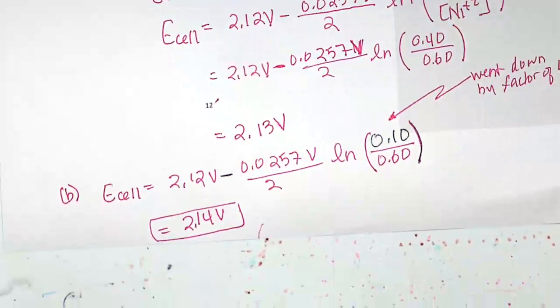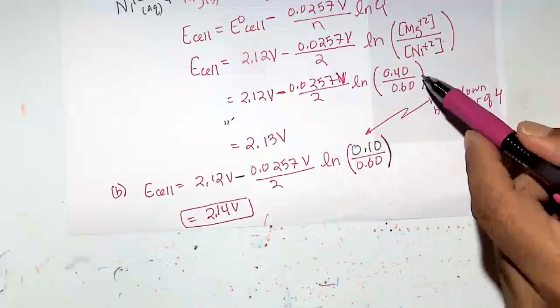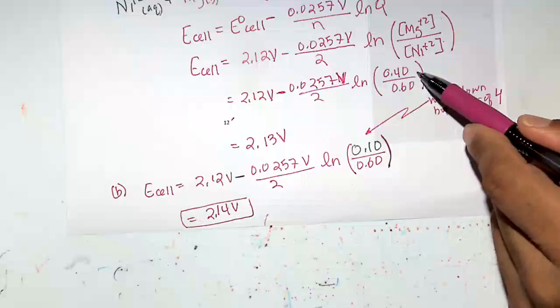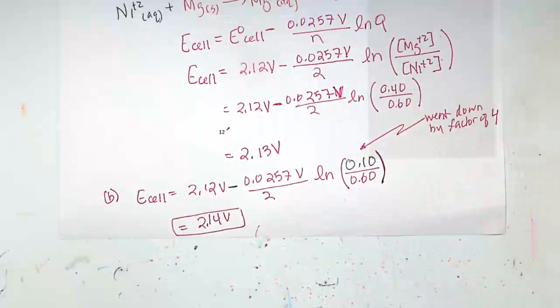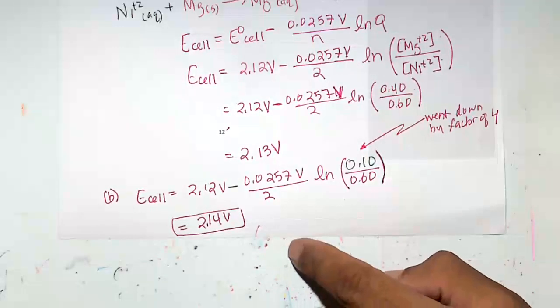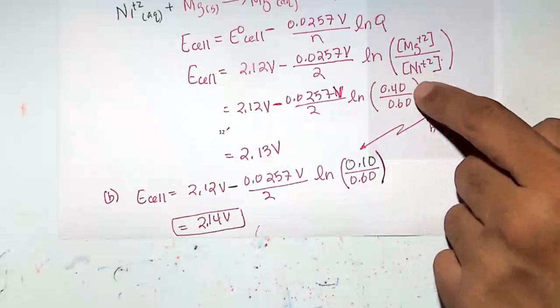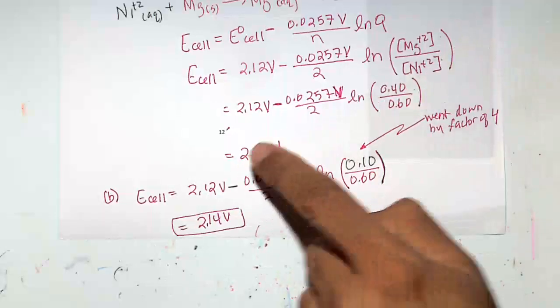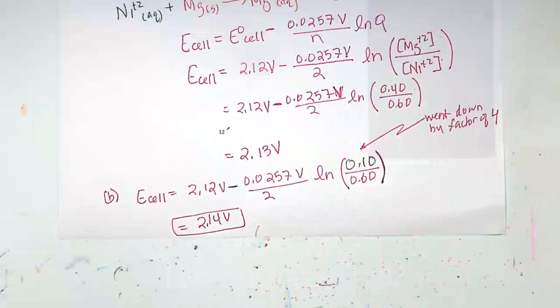So actually, if you want a little bit more of an increase or an output in your voltage, small amount, you can decrease the magnesium. Okay? Decrease the magnesium ion concentration, and you can get a slight uptick in your voltage. Slight one. Okay? Because 0.4 molar magnesium is 2.13, 0.1 molar magnesium is 2.14.